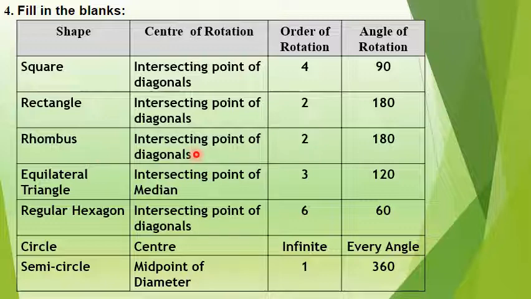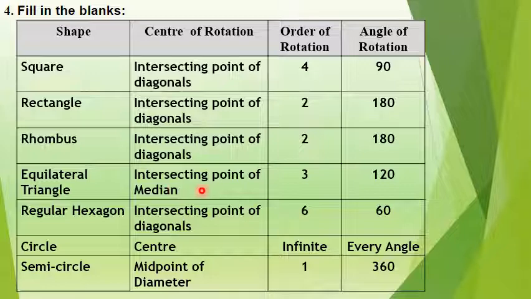Next is the rhombus. The center of rotation is the intersecting point of the diagonals. The order of rotation is 2 only. We get the original figure if we turn the rhombus through a complete rotation, 2 times exactly. So the order of rotation is 2 and the angle of rotation is 180 degrees.